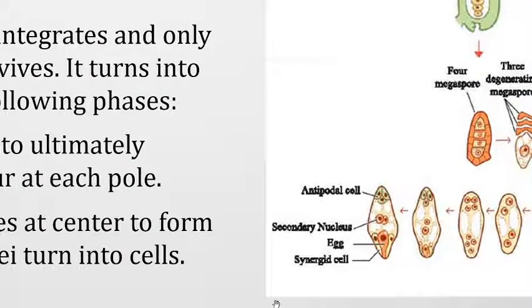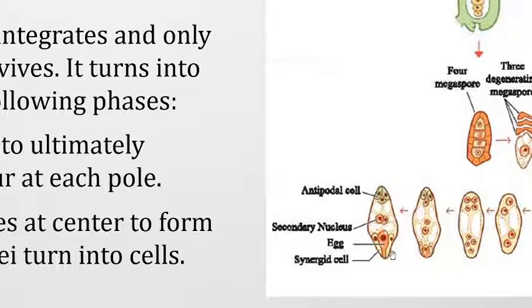Here we say that this pole is actually near the micropyle, near the pore of the ovule. So near the pore of the ovule or micropyle, the cell at the middle turned into the egg or ovum, and the two cells surrounding the egg cell are called synergid cells. And we have seen that these two nuclei fuse together to form the secondary nucleus.